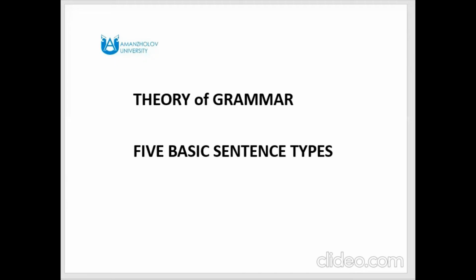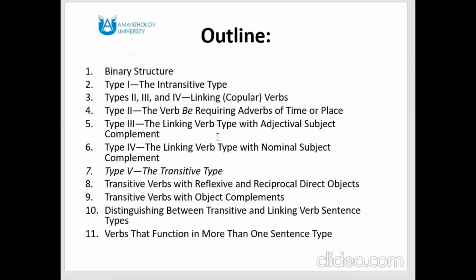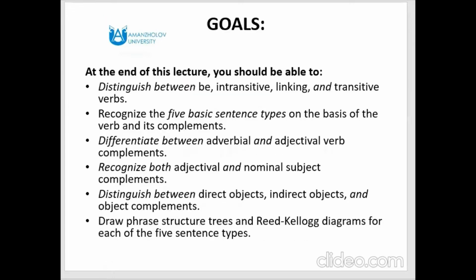Today we're going to speak about some aspects of English grammar and, to be more exact, about 5 basic sentence types. So look at the outline of our today's lecture. We are going to speak about binary structure, about those prototypical sentence types, about transitive, intransitive verbs, linking verbs, and verbs that function in more than one sentence type.